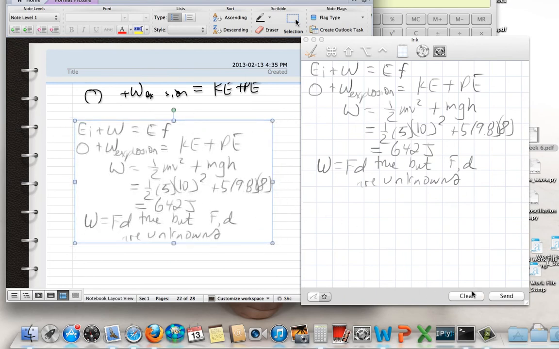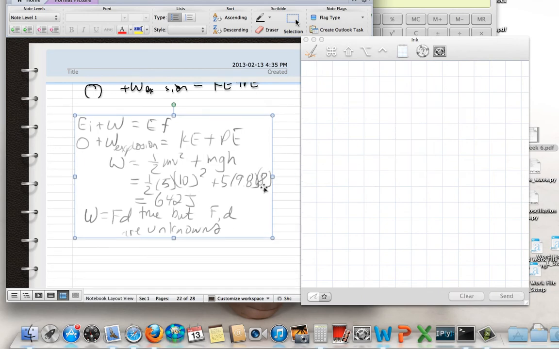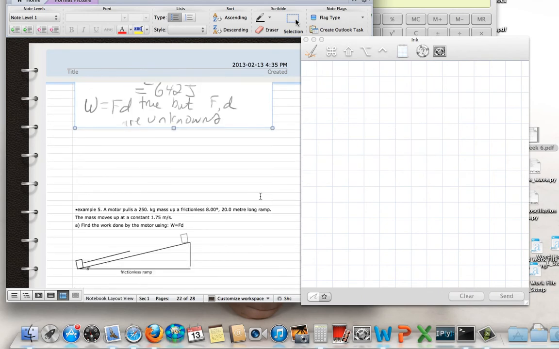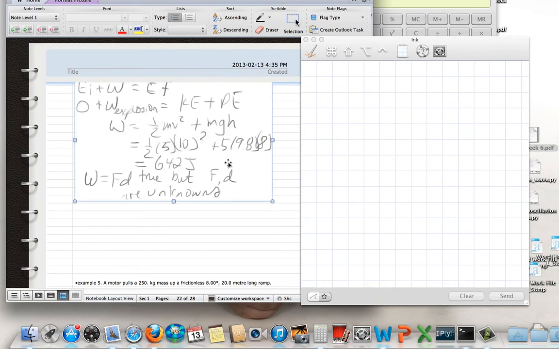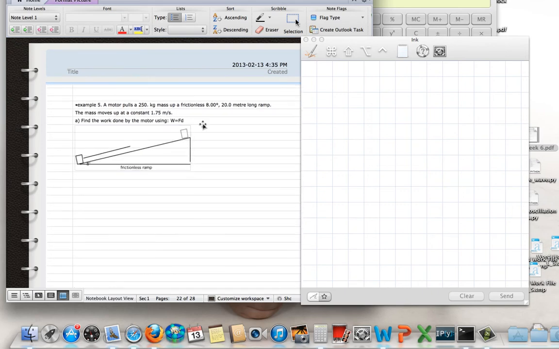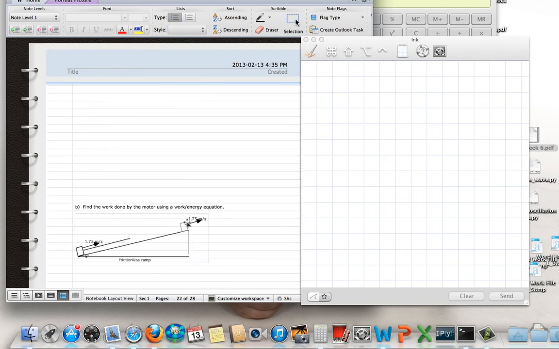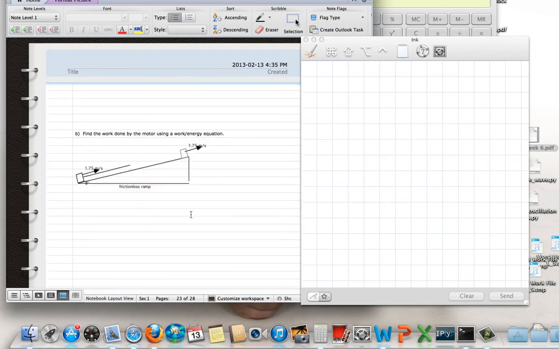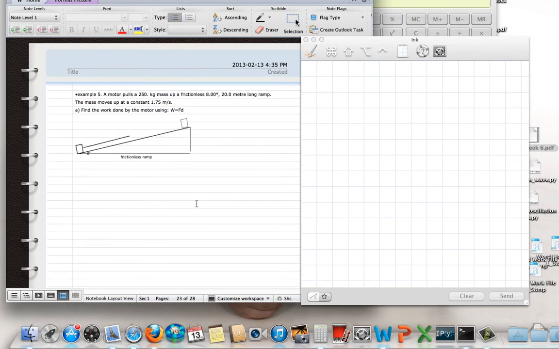And let's consider a final example here. So in this case, it wasn't possible to calculate the work using the product of force and displacement, but in some cases it is. In this final example, it's possible to solve it in two ways. First of all, using the definition of work, force times displacement. And second of all, using a work energy equation. Now we're going to solve it in both ways and show that we get the same thing.